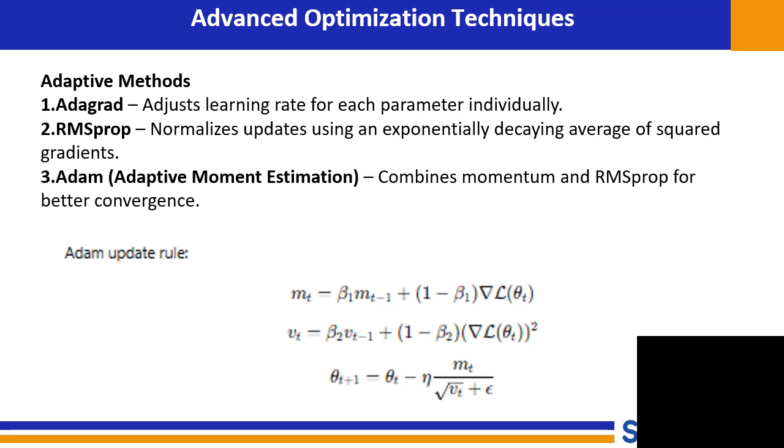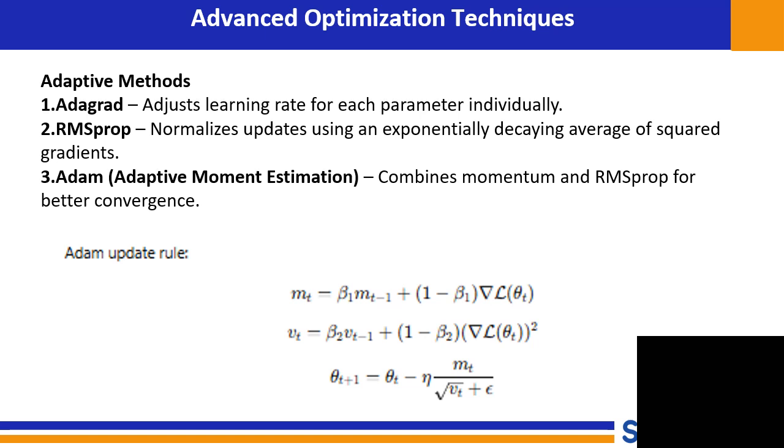And the most important and popular optimization technique is the Adam, that is adaptive moment estimation. It combines momentum and RMSProp for better convergence. Here it uses the following update rule. m t is equal to beta 1 m t minus 1 plus 1 minus beta 1 times the gradient of L of theta t. v t is equal to beta 2 v t minus 1 plus 1 minus beta 2 times the gradient of L of theta t whole squared. Theta t plus 1 is equal to theta t minus eta m t divided by square root of v t plus epsilon.